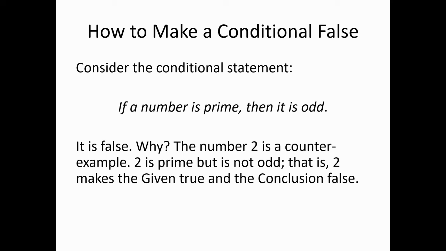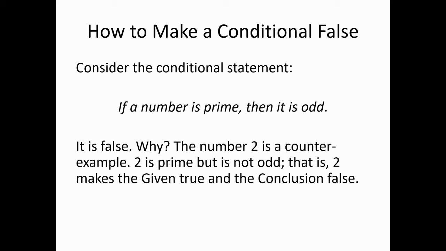Well, here's an example for us. If a number is prime, then it is odd. Take a moment to think about what that says. I'll say it again. If a number is prime, then it is odd. That's false, of course, right? Because of the number 2. 2 is a prime number, but is not odd.